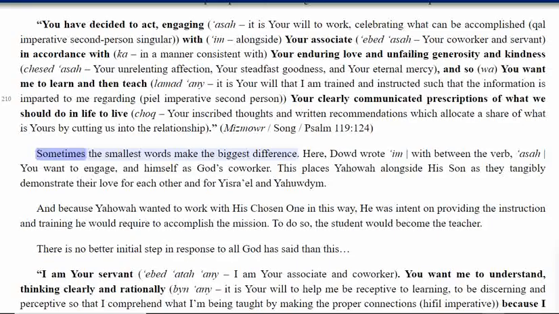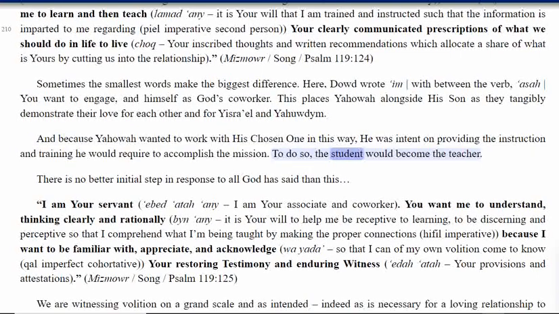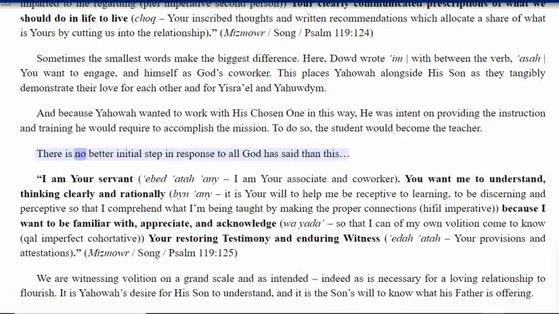119:124. Sometimes the smallest words make the biggest difference. Here, Dowd wrote "with" between the verb, asar, you want to engage, and himself as God's co-worker. This places Yahowah alongside his son as they tangibly demonstrate their love for each other and for Yisrael and Yahweh. And because Yahowah wanted to work with his chosen one in this way, he was intent on providing the instruction and training he would require to accomplish the mission. To do so, the student would become the teacher. There is no better initial step in response to all God has said than this.